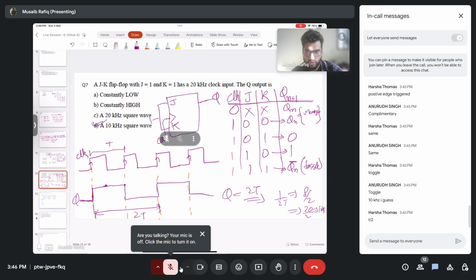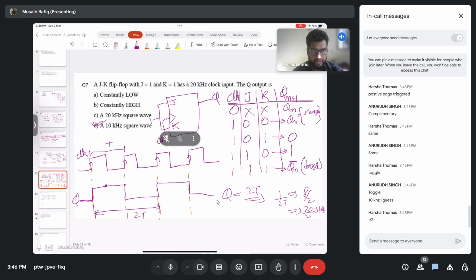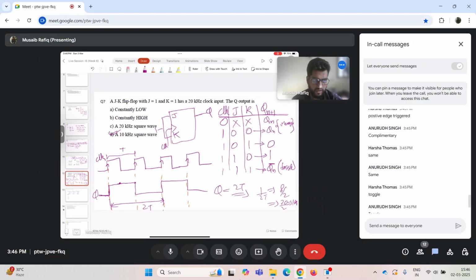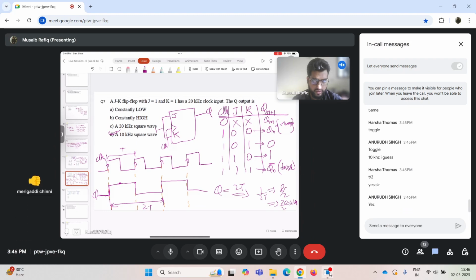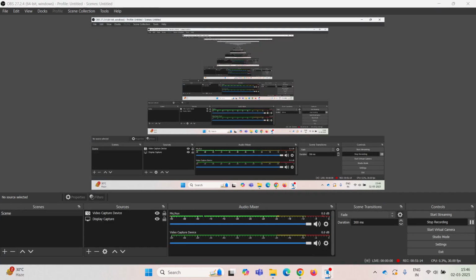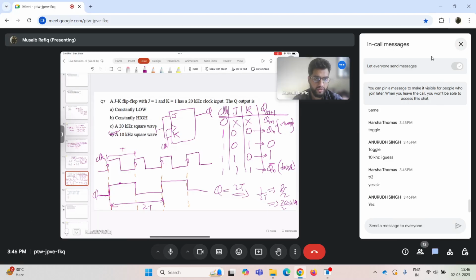Am I audible? My microphone got disconnected. Am I audible right now? Okay, actually the microphone got disconnected, so sorry about that. So let me just put it on full screen first.